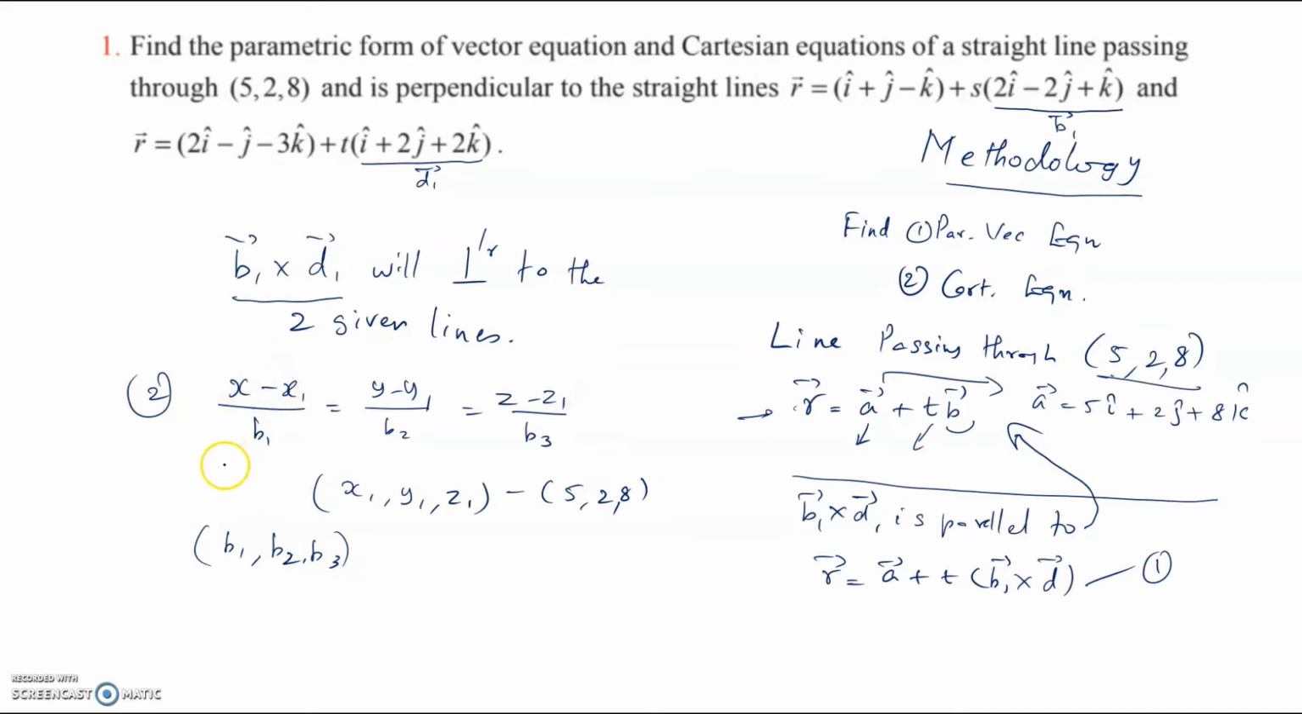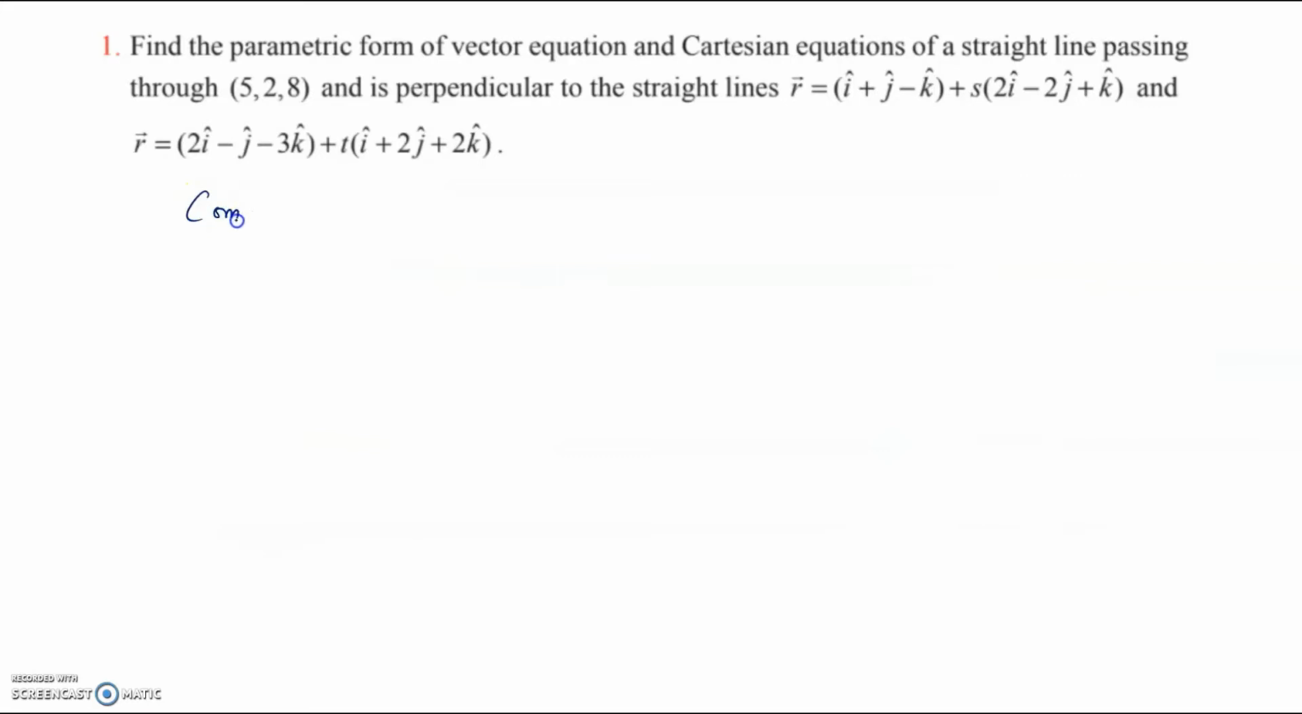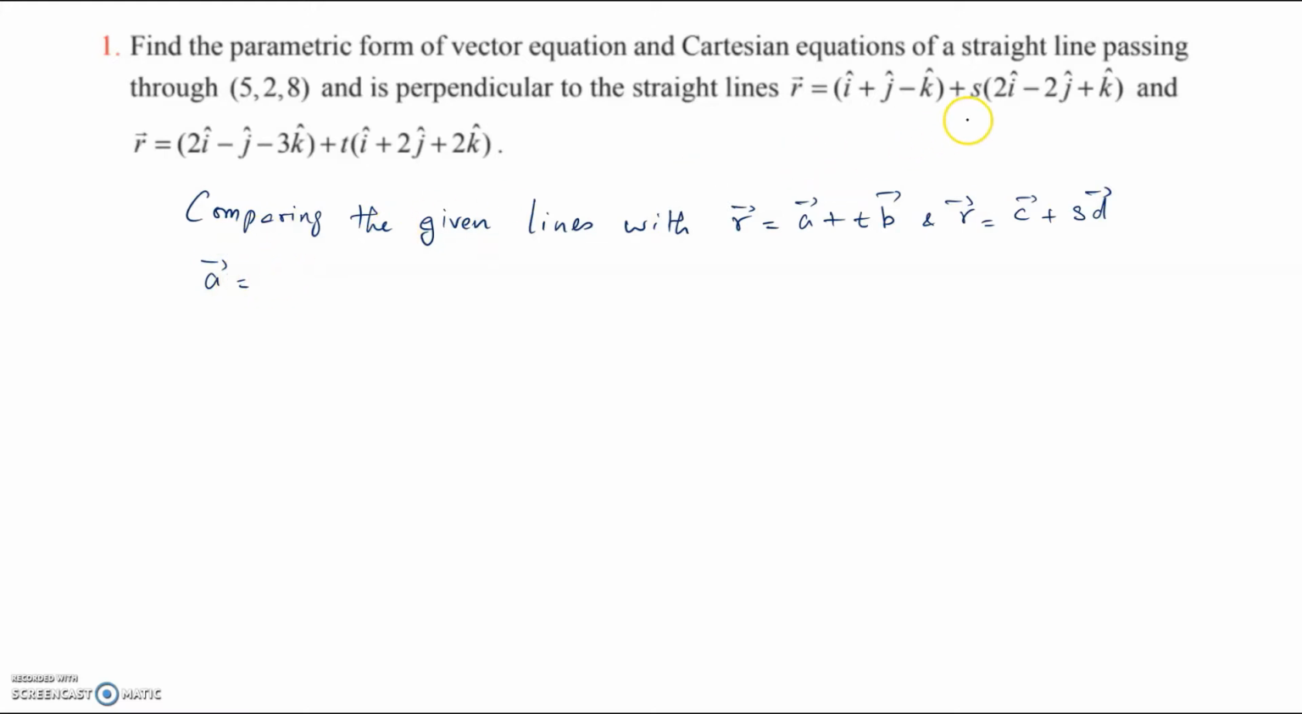This is a very simple problem. Let's actually solve it. So, comparing the given lines with r vector = a vector + t b vector, and the line r = c vector + s d vector, we can define our vector A as this, which is i cap + j cap − k cap, and vector B is equal to this, which is 2i cap − 2j cap + k cap.